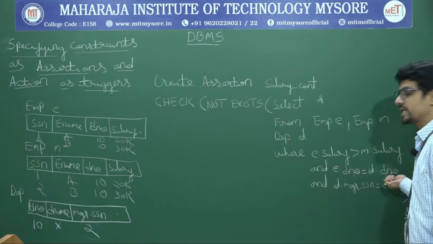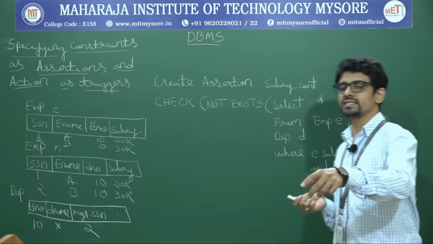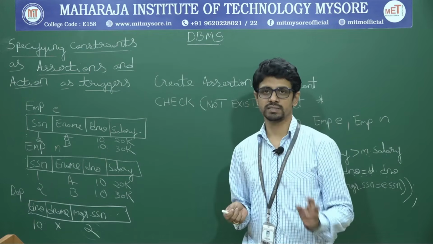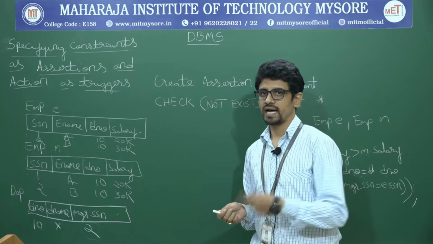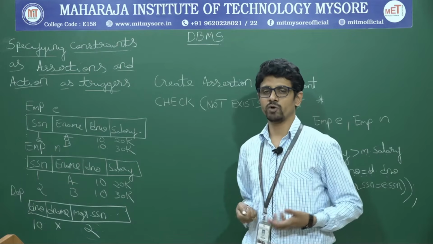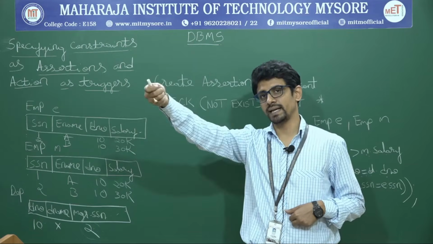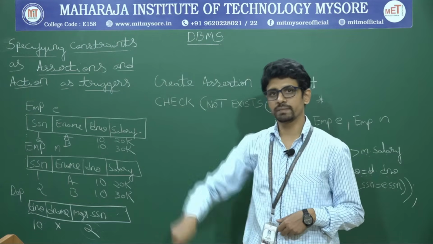E.department number equal to D.department number. The condition says that only for the employees who are working in the same department, check the salaries of employee and the managers. As I mentioned initially, it's not about an employee of one department whose salary is being compared with the manager of another department. No, it should be of the same department.